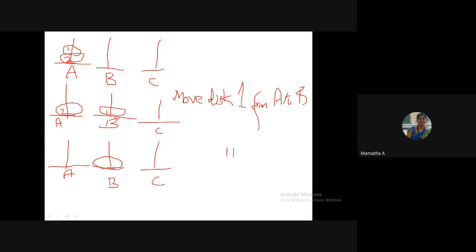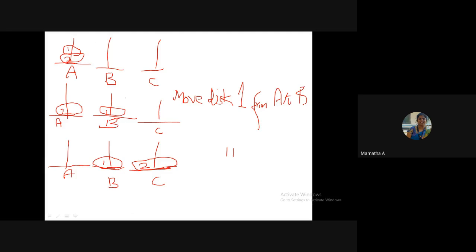Move. What's the next statement? Are you all there? Move 2 from A to C. Okay, like this. To differentiate the sizes, you can use color pencils. Like this, you should write the steps.